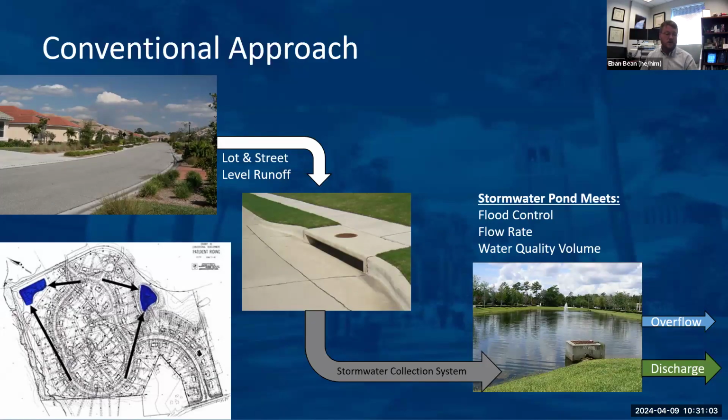So our conventional approach has been to take our runoff from our lot level. This is essentially non-point source. It then goes into the storm drain, enters the stormwater collection system, and then we send it to a stormwater pond where it performs the functions of flood control, flow rate, and water quality. If we have a really large storm event, we might have overflow. If we have smaller events, then it may just be discharged, and that might be the only flow that comes out of the ponds.